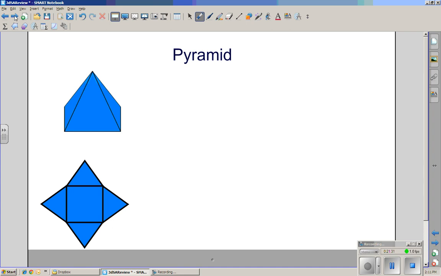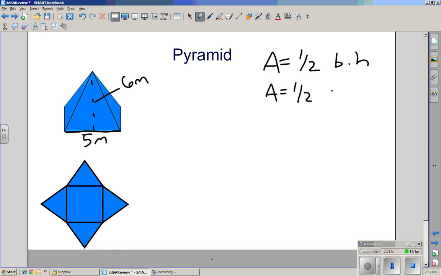The first problem we will do: the height of my pyramid is 6 meters, and the base right here is 5 meters. Again, don't forget how to find the area of a triangle. Let's start with our triangles. I take 1/2. My base is right here, 5. My height moving up is 6 meters. 5 times 6 is 30. Half of 30 is 15. I know that one triangle has an area of 15 meters.